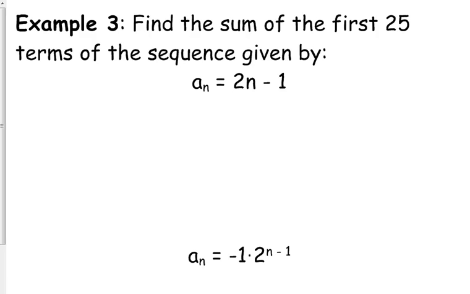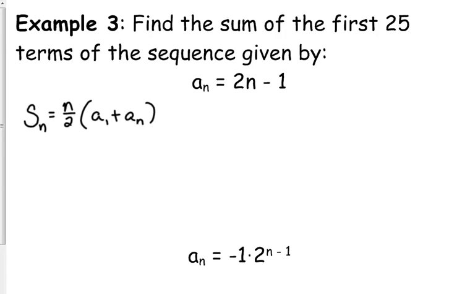They don't give us the sequence. They give us what look to be explicit formulas. So they ask us to find the sum of the first 25 terms of our sequence given by the formula a sub n is equal to 2n minus 1. So, again, I'm going to write my sum formula over here so I can identify what I need, what I have, and where I need to go from there.